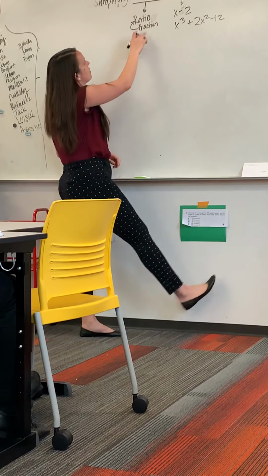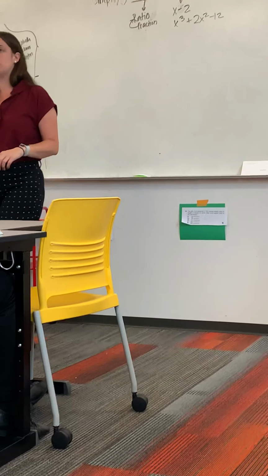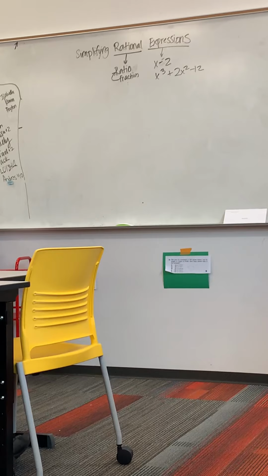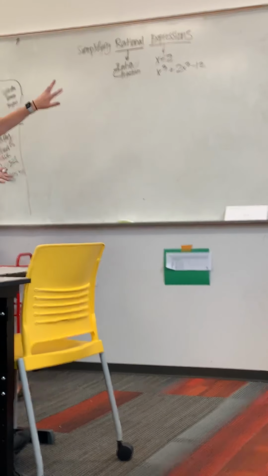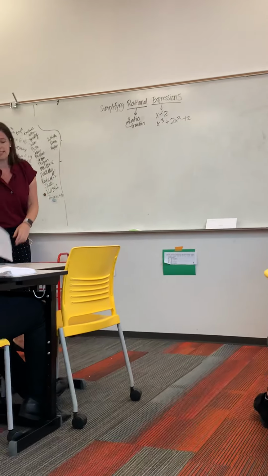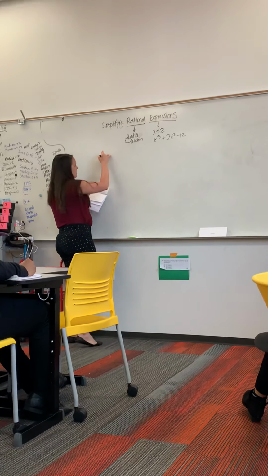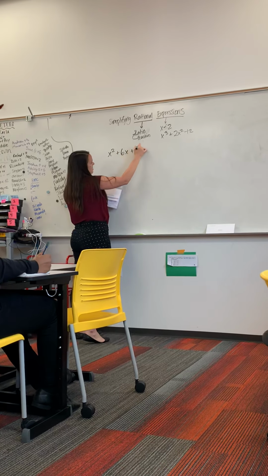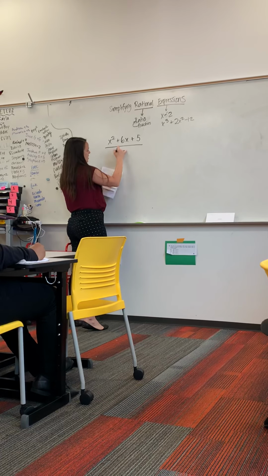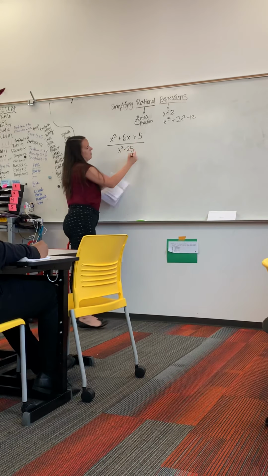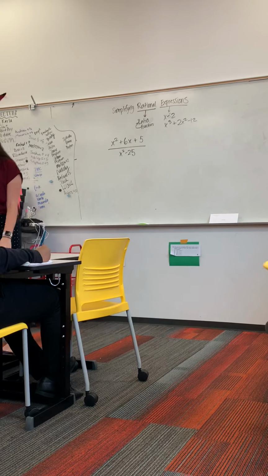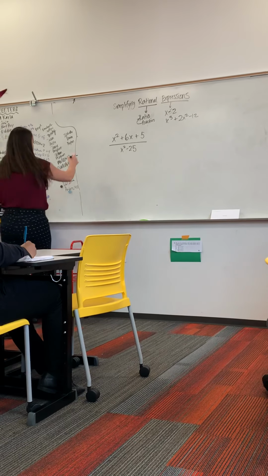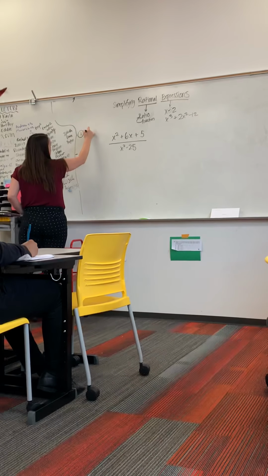Yes. So if we're simplifying rational expressions, it means we're simplifying expressions that are fractions, right? So this is the type of problem where you might see something like this. This is our first example today: x squared plus 6x plus 5 over x squared minus 25. We're going to use two separate steps. The first step for today is going to be to factor.